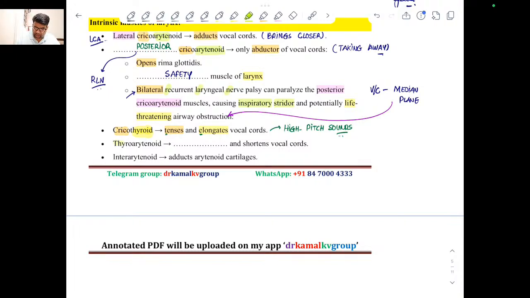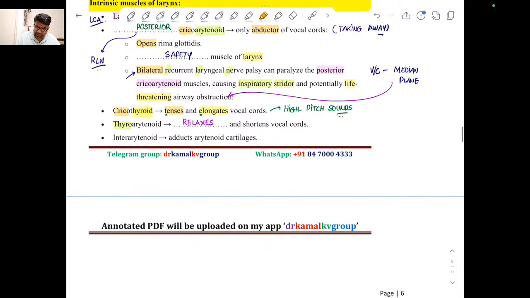Then thyroarytenoid, again from between thyroid cartilage and arytenoid cartilage. Now this is the relaxer. Okay, so it relaxes and shortens the vocal cord. So this thyroarytenoid is acting opposite to the cricothyroid. And then interarytenoid. Inter means between the two arytenoids. This is again adductor of arytenoid cartilages, right?